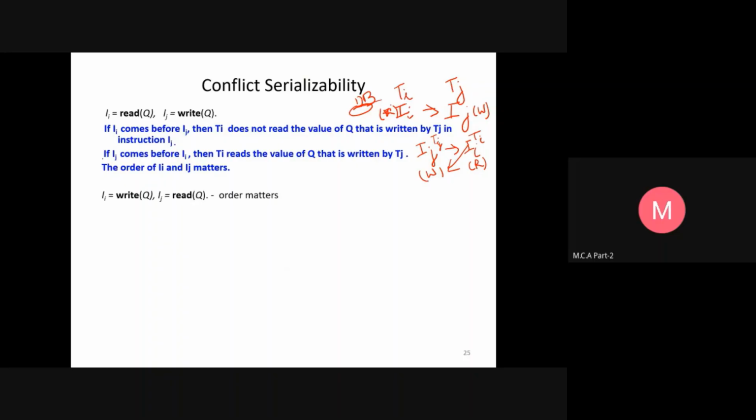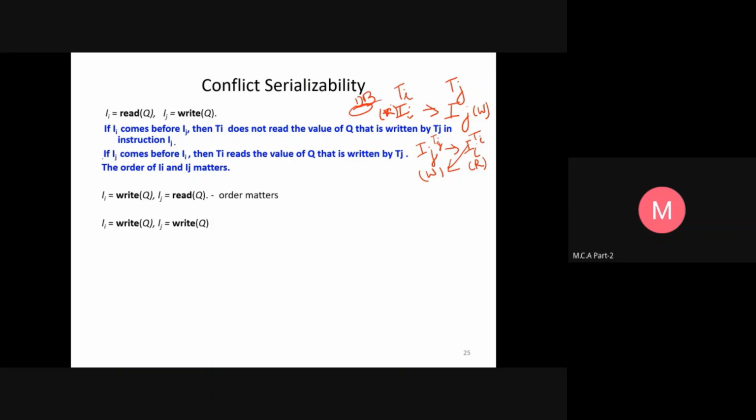In the same way, by the same argument that we made above, if Ii is doing a write(Q) and Ij is doing a read(Q), the order matters, correct? Because it will differ in which value is read by instruction Ij, whether transaction Tj is reading the value from the database or the value that has been updated by transaction Ti. The ordering will naturally matter. Now let's go to the third case, because the case where both of them are doing reads does not really cause a conflict. Only when one of them is doing a write is there a conflict in the database, right?